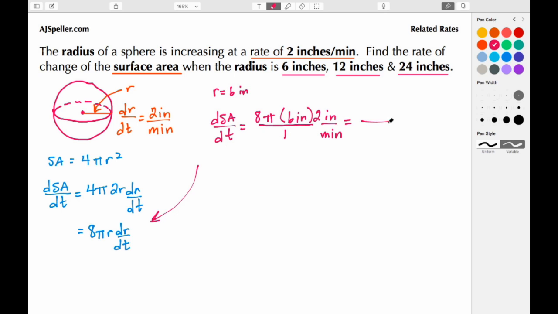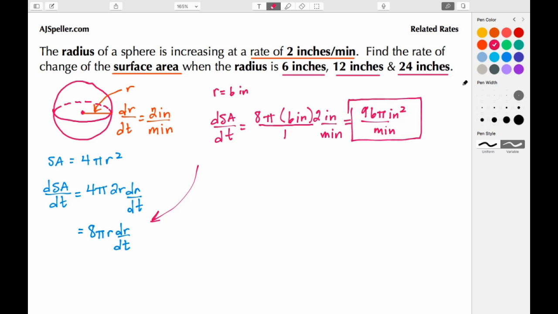Then I just multiply straight across. I have 8 times 6 times 2, which turns out to be 96. Then I multiply by the factor of pi. On my units, inches times inches gives me inches squared, and then 1 times minutes gives minutes. So at the moment the radius is 6 inches, the surface area is changing at a rate of 96 pi inches squared per minute.